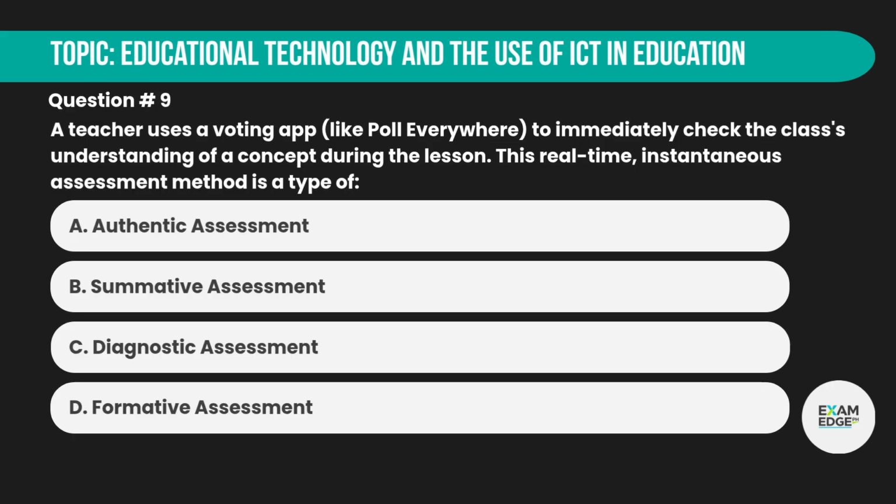Question number 9. A teacher uses a voting app, like Poll Everywhere, to immediately check the class's understanding of a concept during the lesson. This real-time, instantaneous assessment method is a type of A. Authentic assessment. B. Summative assessment. C. Diagnostic assessment. D. Formative assessment. Correct answer. D. Formative assessment.